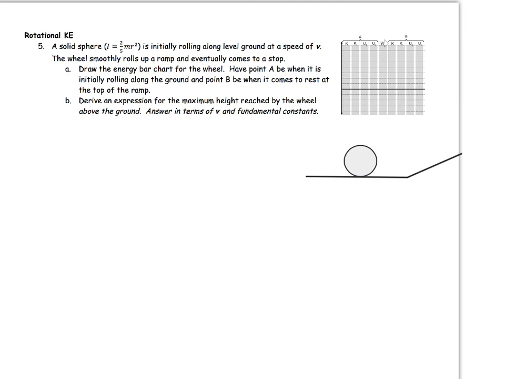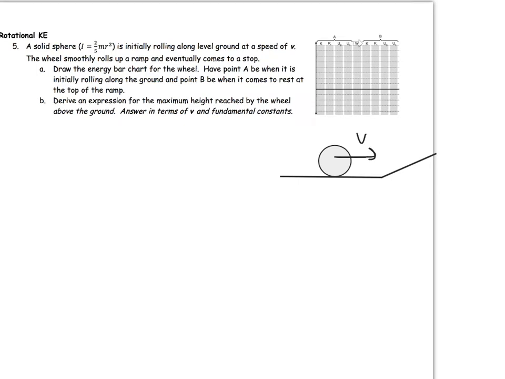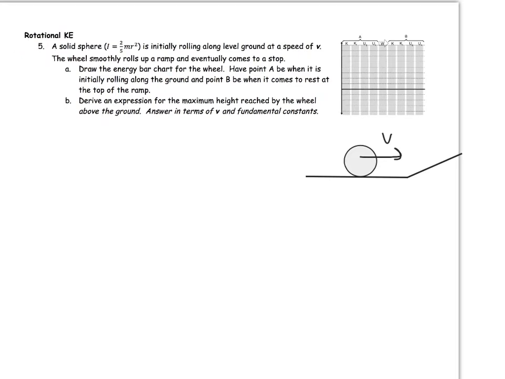For this problem, we have a solid sphere rolling along the ground at some speed v, and it's going to end up rolling up a hill and eventually coming to a stop. And we want to think about, first of all, the energy transformations that happen as it goes from rolling up the hill and finally coming to a stop. So let's go ahead and draw our energy bar chart here.